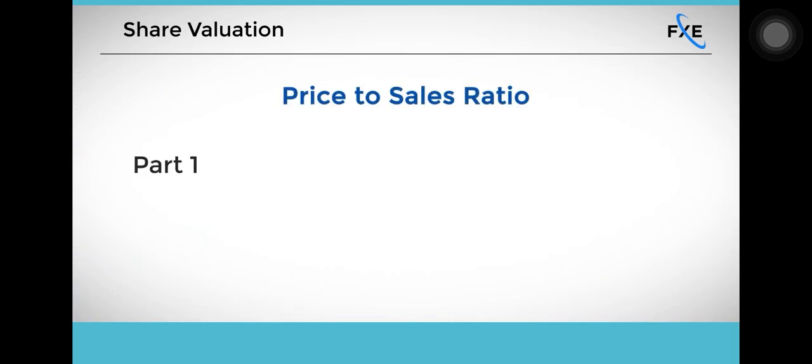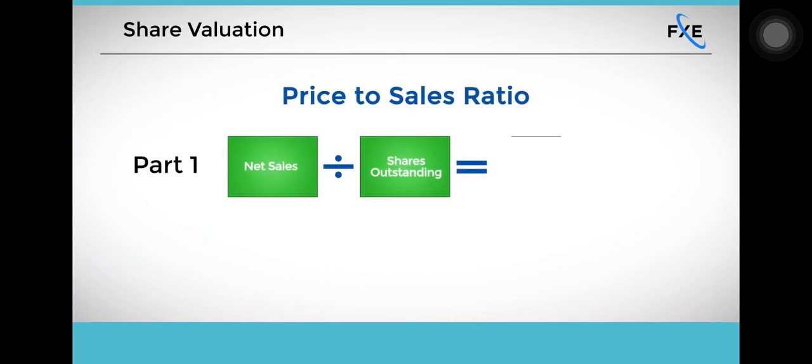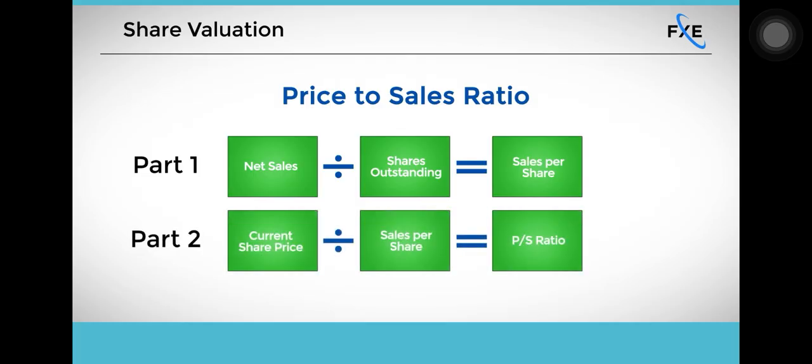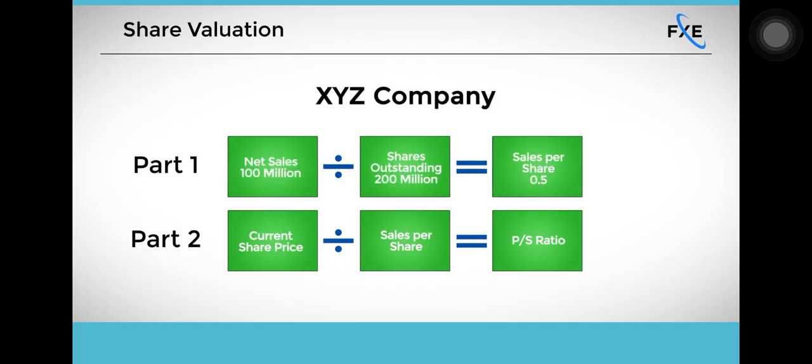The calculation for the PS ratio is worked out in two parts. Firstly, we need to work out the sales per share, which is calculated by dividing the company's net sales for a 12-month period by the number of shares outstanding. We can then work out the PS ratio by dividing the company's share price by its sales per share. As an example, XYZ has net sales of $100 million, 200 million shares outstanding, and a current price of $5. So the PS value for this company is 10.